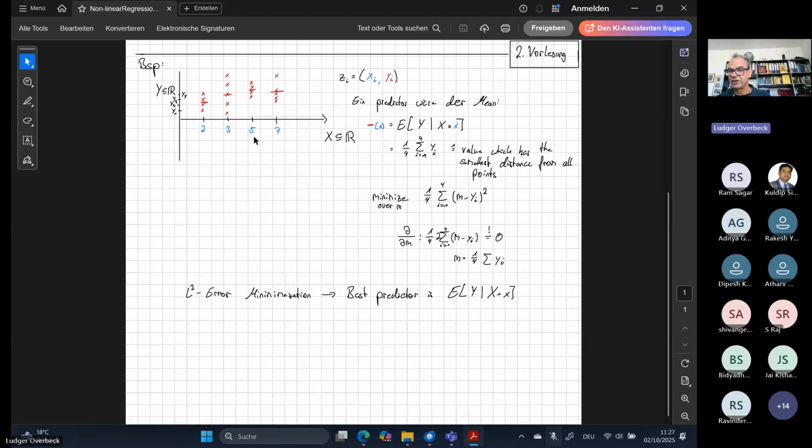You have an observation of 5. Which of these 4 points would you assign to a value? Of course, the mean. You always assign the mean. Everybody would do it. It's very natural. And this is a conditional expectation. You see, this is a very nonlinear regression in this example. I cannot draw here. That's a problem.